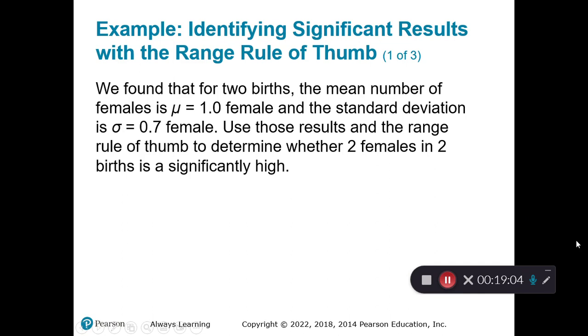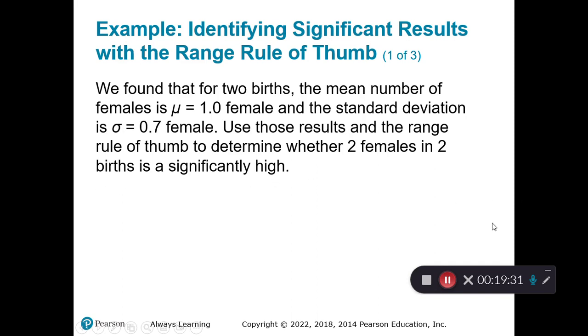Let's go back to our example where we're looking at 2 births. We found that the mean number of females over 2 births is 1 and that the standard deviation is 0.7. So we're going to use this to determine which results are considered to be significantly low or significantly high. In particular, they want us to determine whether getting 2 females exactly is considered to be significantly high.